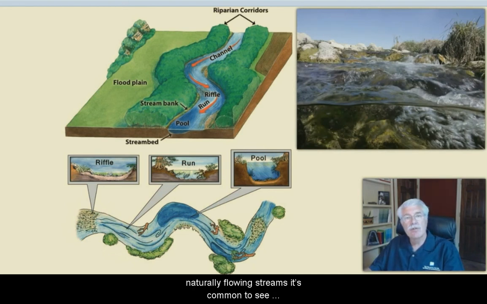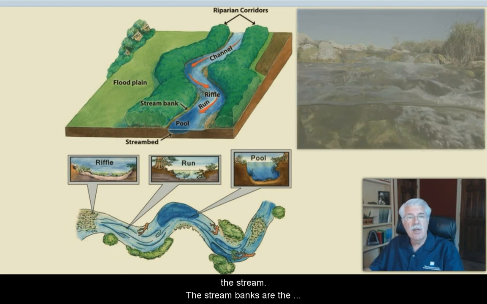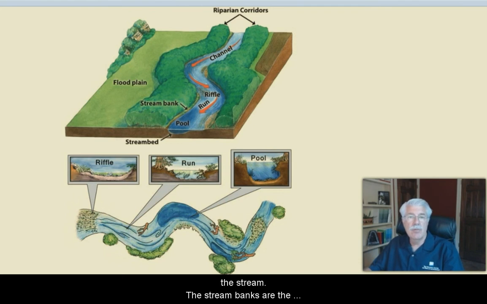In naturally flowing streams, it's common to see riffle, run, pool, run, riffle sequences. This is alternating slow and fast-moving water. It makes great homes for aquatic life. This creates diversity, creates an effect we call an edge effect, and that's the edge between a riffle and a run and a pool and a riffle. The channel is only one part of the stream, though.